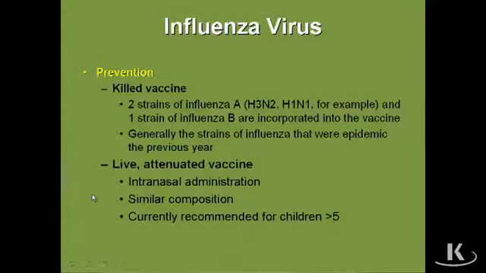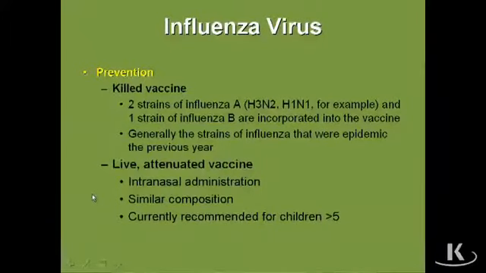Prevention for influenza is, we actually now have two vaccines. The predominant one still is the killed vaccine, where we're going to take two strains of influenza A that were predominant from the year before. We're going to take one strain of influenza B that was predominant from the year before, and we're going to put those into the vaccine for the next year. And generally this works fairly well, except for in the example of drift or shift.